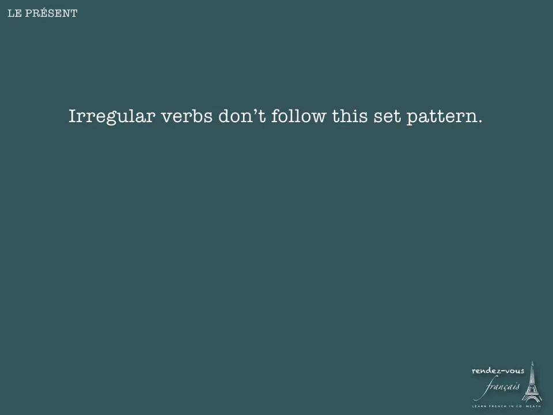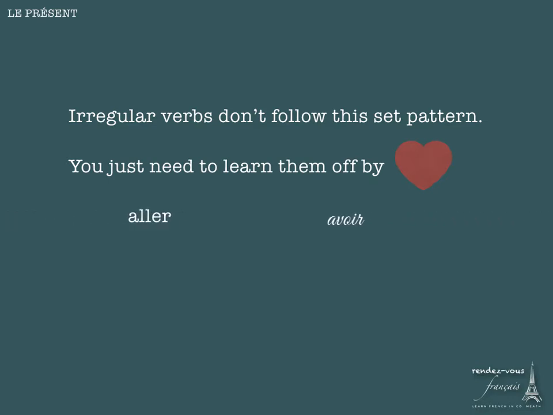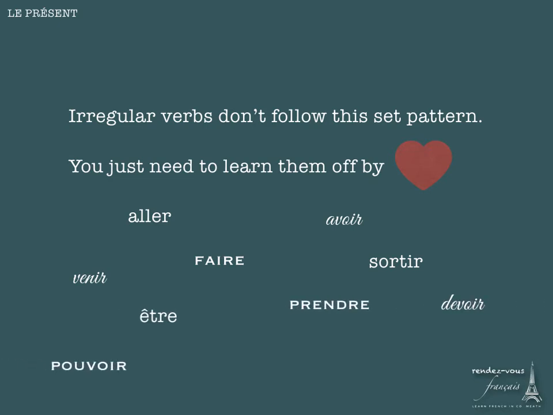Unfortunately, irregular verbs don't follow this set pattern. You just need to learn them off by heart. For example, aller, avoir, venir, sortir, faire, devoir, être, prendre, pouvoir. All these verbs are irregular. Vouloir as well, and partir. So they don't work the same way as what we've just seen, and unfortunately, you just need to learn them off.